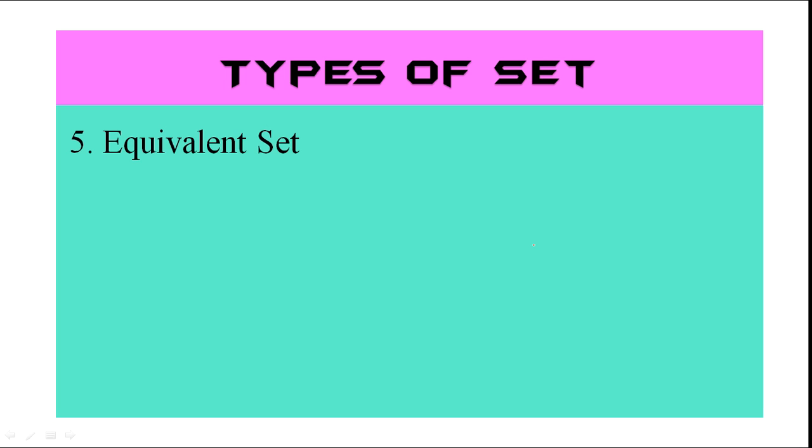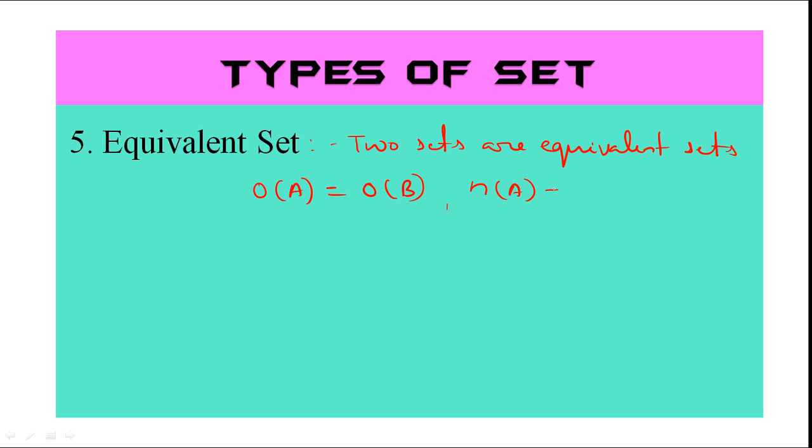Okay. Next, equivalent sets. Two sets A and B are said to be equivalent if their cardinal numbers are the same. Two sets are equivalent provided that their cardinal numbers are the same. Suppose we are considering set A and set B. So their order is the same, or the number of elements in A is equal to the number of elements in B. Cardinal number, we have discussed earlier.